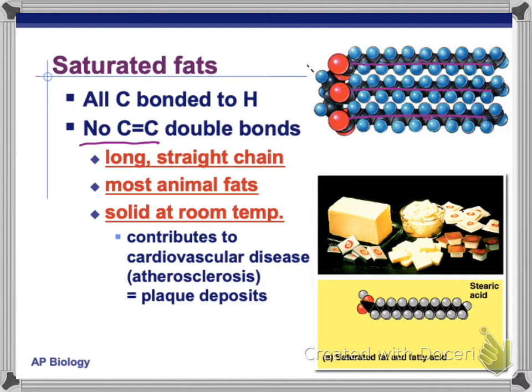When you have a whole bunch of flat pieces of paper, you can make a nice solid stack. When you have a lot of nice flat saturated fat molecules, you make a nice solid fat. So when we think of solid fats, that would be things like butter. Now you want to limit these in your diet because they form solids, which can then stick to the lining of your blood vessels, and they can clog arteries, making it harder for blood to flow and oxygen to get to organs that you need to.